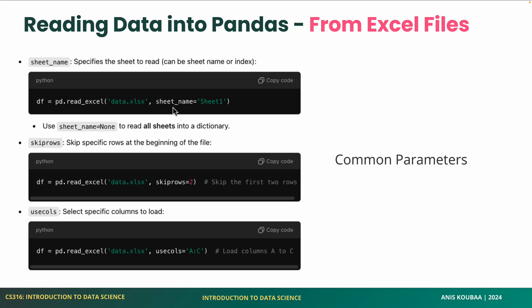And you can combine all of them. You can, for example, put sheet name equal to sheet 2 and usecols equal to A to D. You can put all of them.